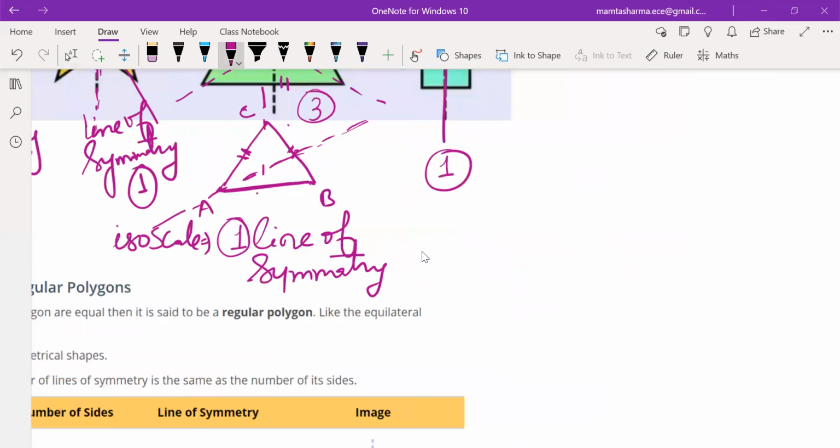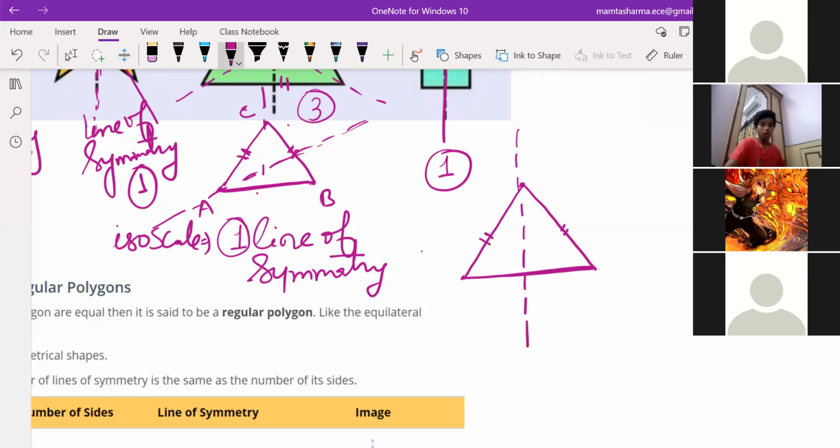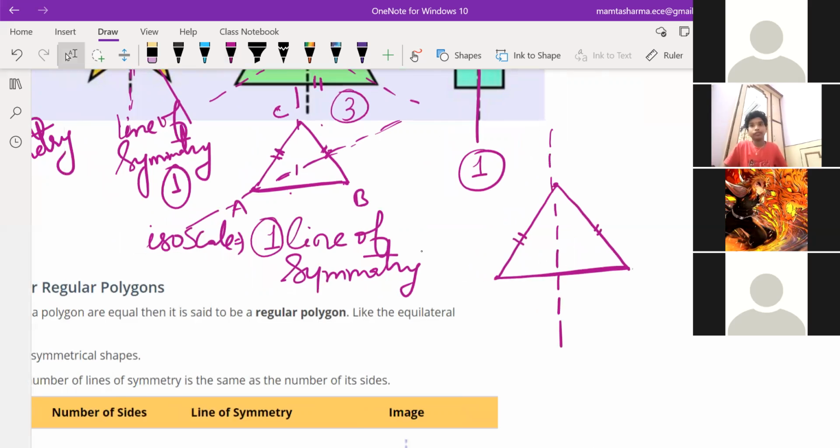I can draw like this. They both are the same, and this is a little bit large. So these two are the same. Two angles and two sides are equal. So this is the isosceles triangle. So there could be only one such line of symmetry which will divide this isosceles triangle into two equal halves.